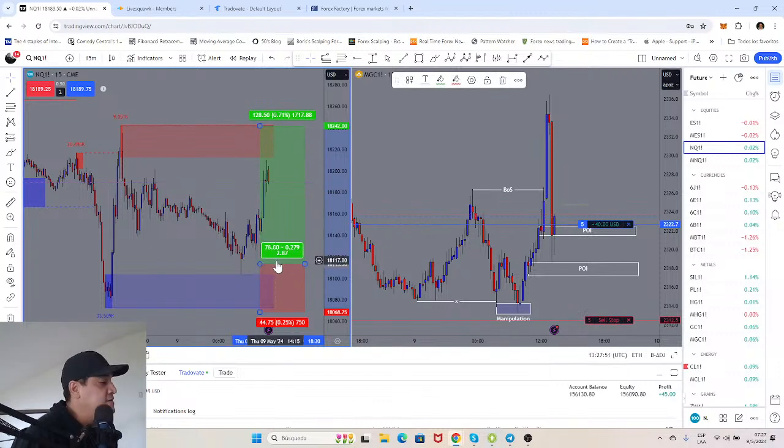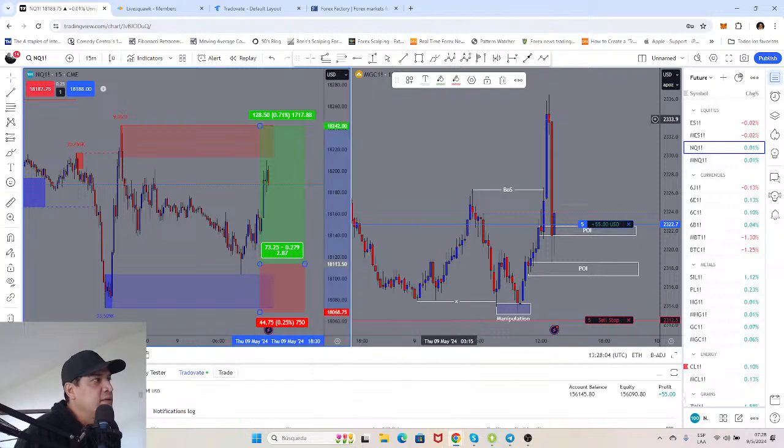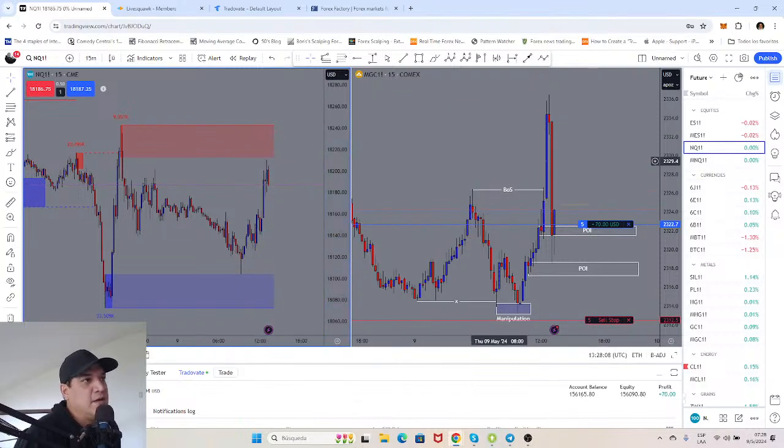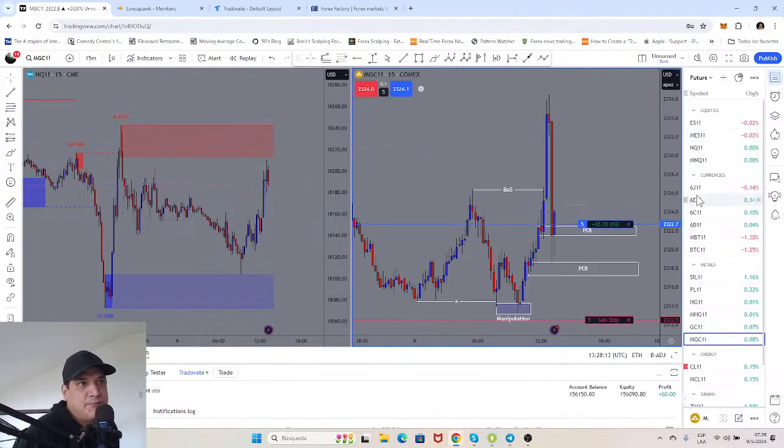I'm just showing you guys my entries here. I just right click here and create limit order, and here I can see the exact risk, the units, one contract, the risk to reward. So it's pretty cool to be able to trade here in TradingView.